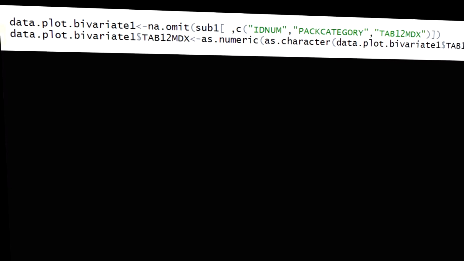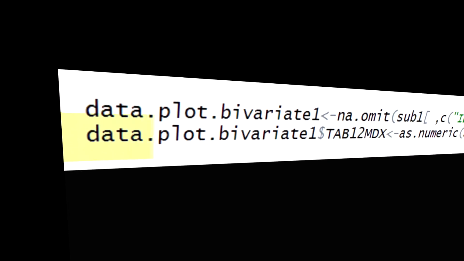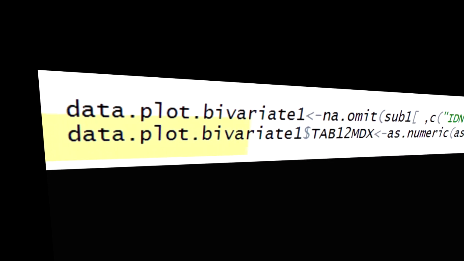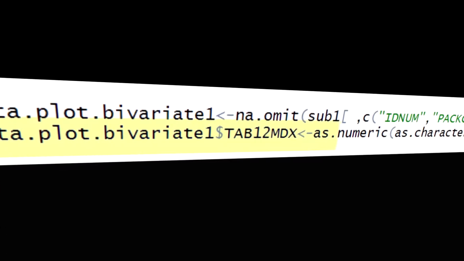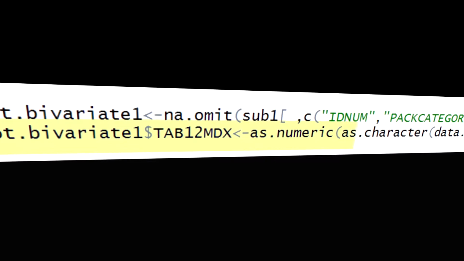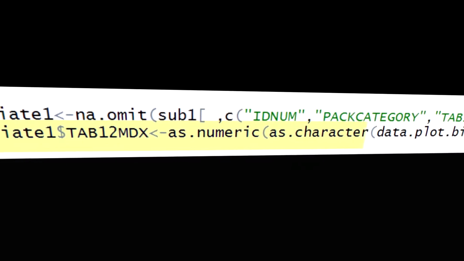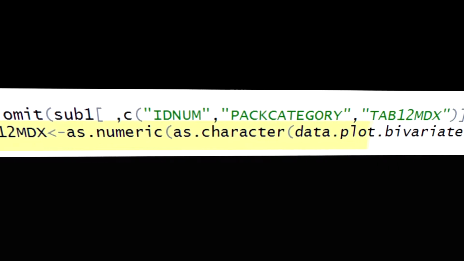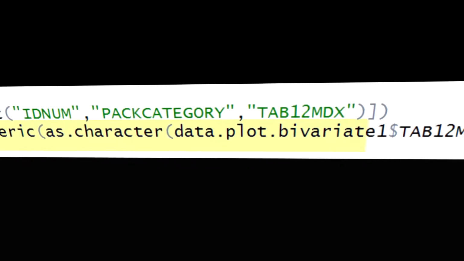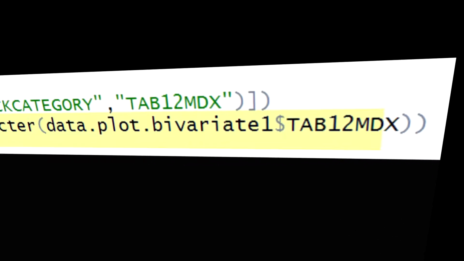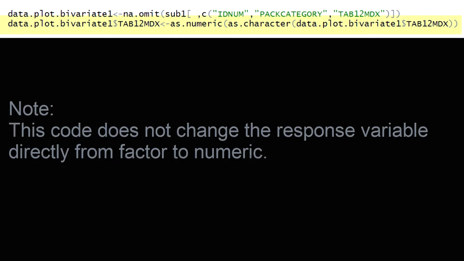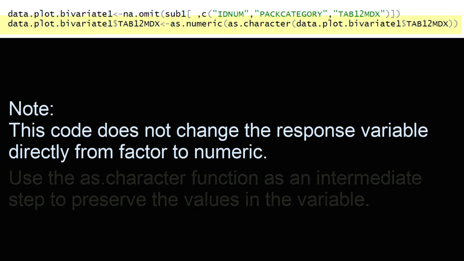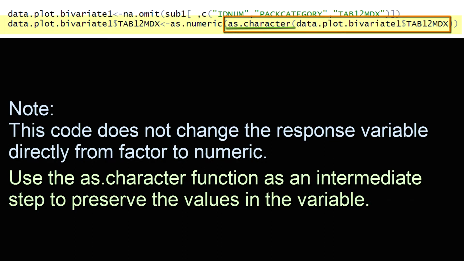We can do this with the following code. data.plot.bivariate1$tab12mdx assignment arrow as.numeric parens as.character parens data.plot.bivariate1$tab12mdx close parens. Note that we don't directly change from factor to numeric. We have to use as.character as an intermediate to preserve the correct values in the variable.